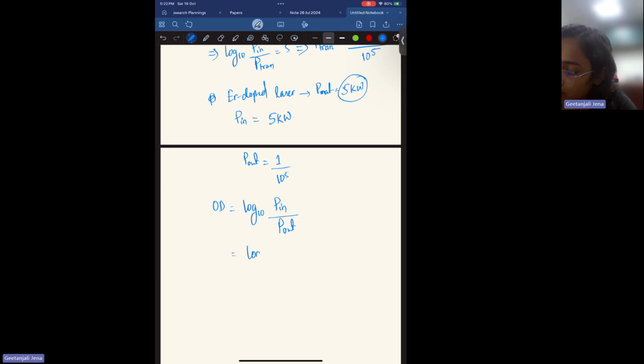So log 10, P in is 5 kilowatt and P out is 1 by 10 to the power 5. This was in terms of watt, right? 1 by 10 to the power 5 watt. So that means if you omit the kilowatt, it will be 10 to the power 3.